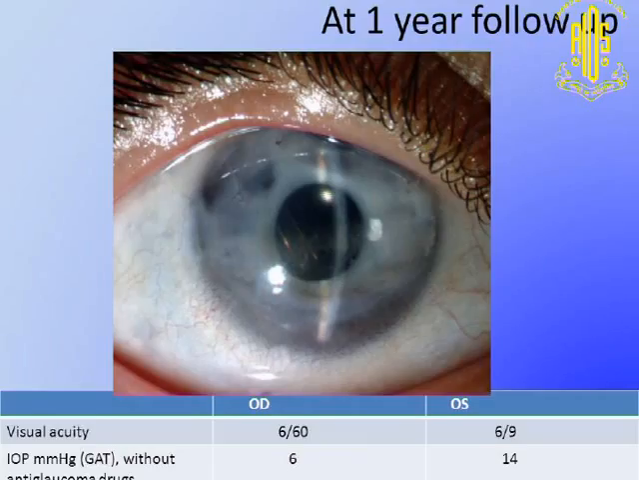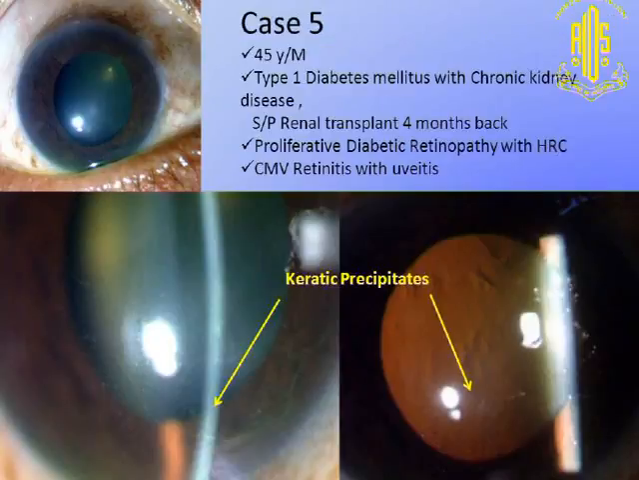And after about a year, we had a good outcome. Vision is still low, but at least in pressure terms, the outcome is not bad. Now, 6 millimeters of pressure is actually low, and I would be concerned because these eyes have a tendency to go for hypotony. So this is another case with the diabetes.